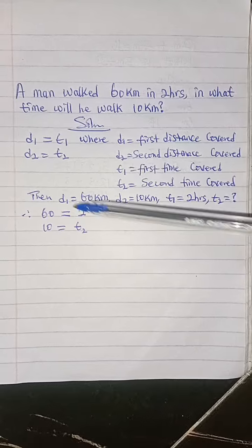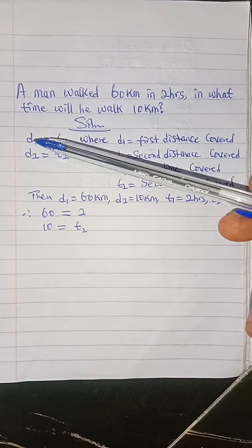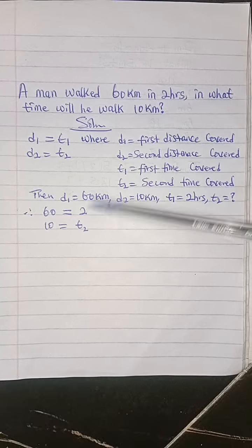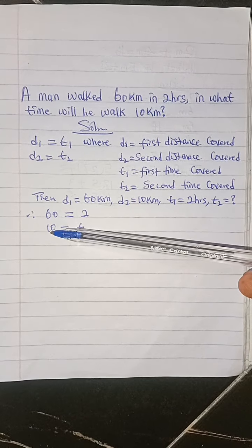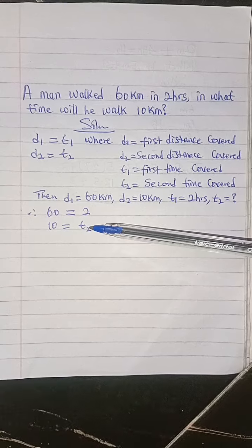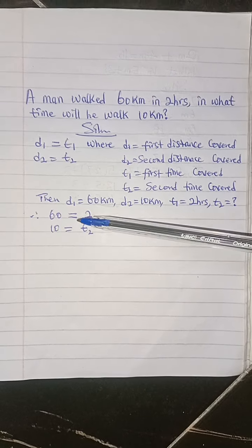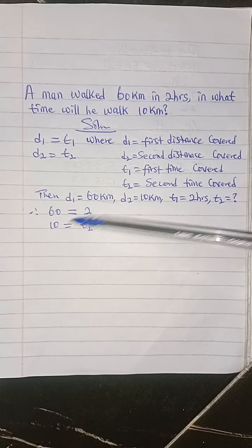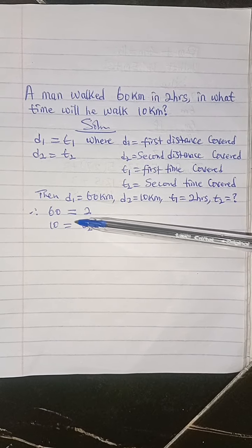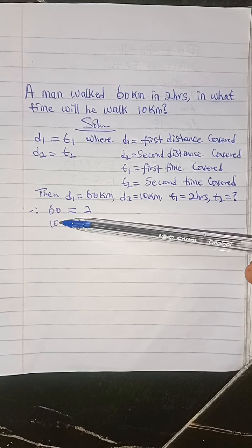From that, we see that our D1, which is the first distance covered, is 60. Our T1 is 2 hours. Our D2 is 10 kilometers and our T2 is unknown. So what we have to look for is T2. To do that, we will just cross multiply this formula. When we cross multiply, 60 follows T2 and 10 follows 2.